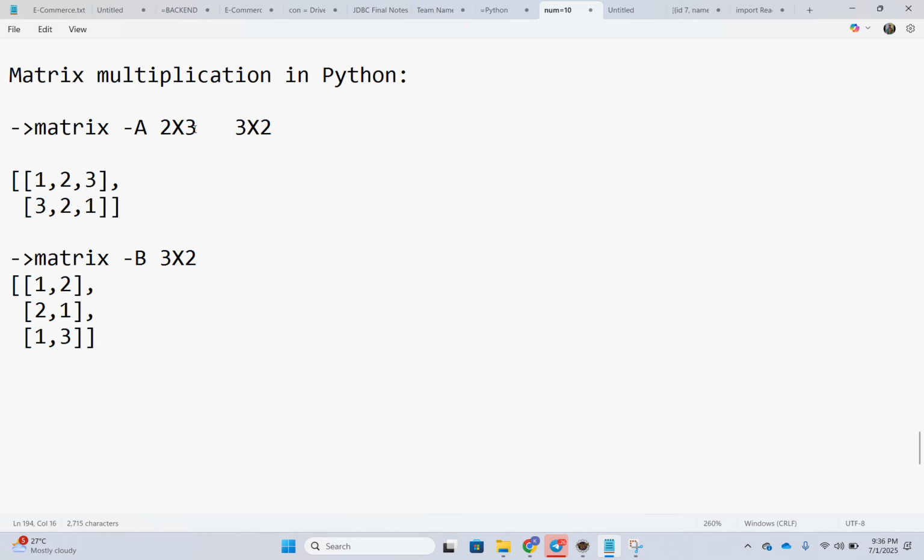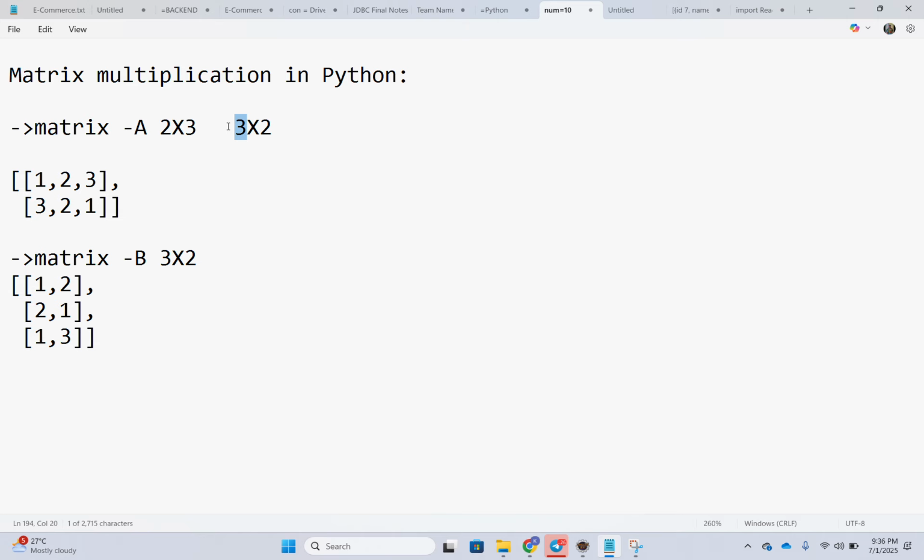Nothing but two rows, three columns. The number of columns of matrix A must be equal to the number of rows of matrix B. Then only we can perform multiplication. If the condition is not satisfied, it won't happen. We cannot perform any kind of multiplication on these matrices.